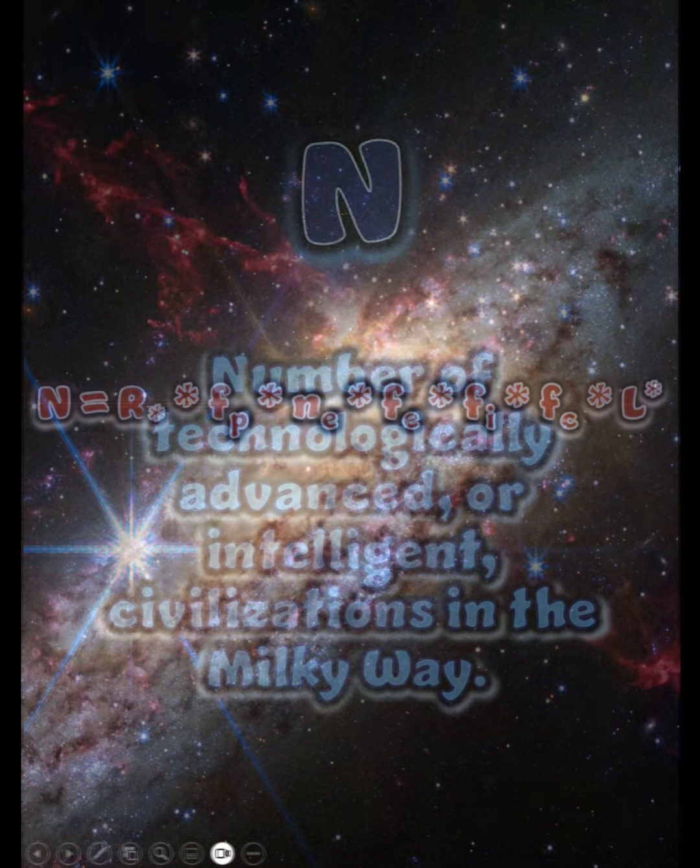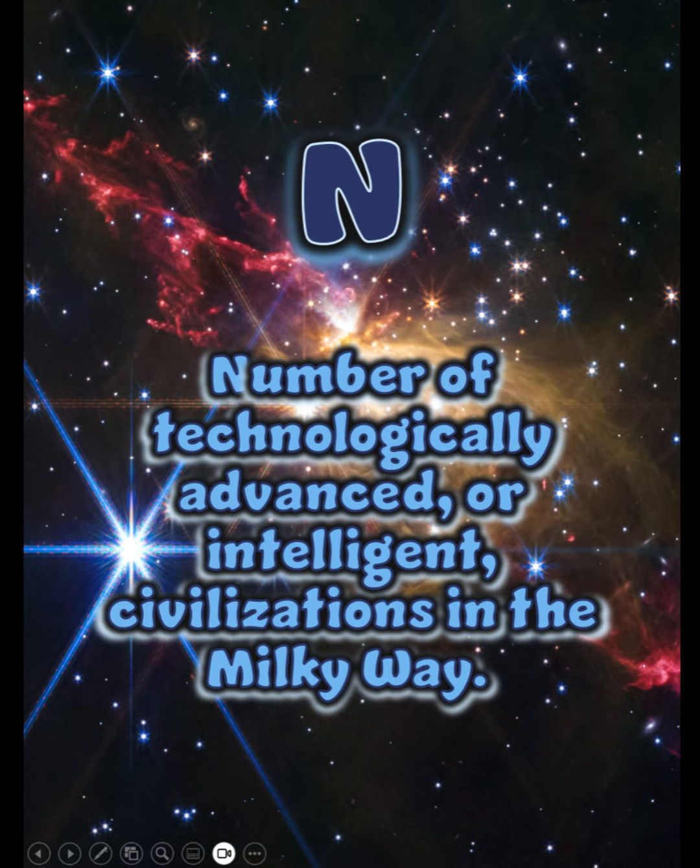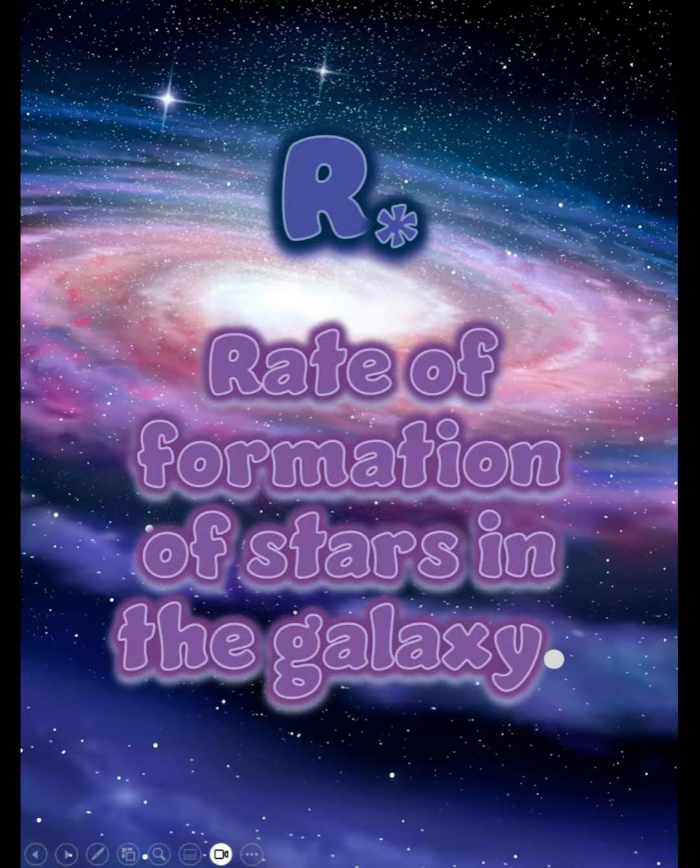Let's break it down. N is the answer. It stands for the number of technologically advanced or intelligent civilizations in the Milky Way. It's computed by multiplying together all of the following. R, which stands for the rate of formation of stars in the galaxy.